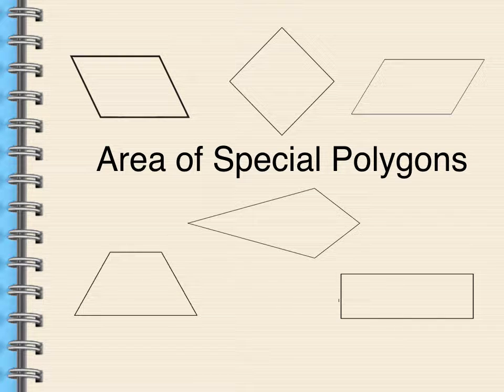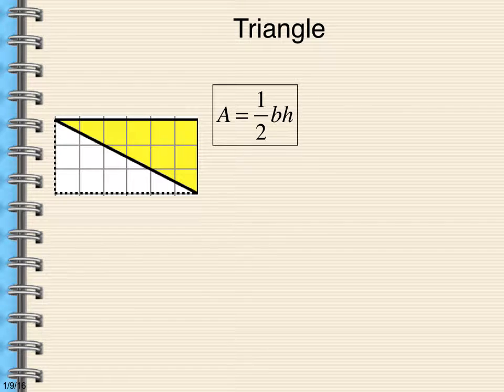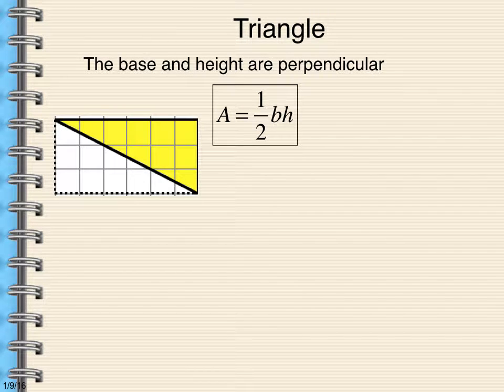In this video, we'll look at the area of special polygons. And let's start with a triangle. The formula for the area of a triangle is half of the base times the height. Please keep in mind the base and height are perpendicular.